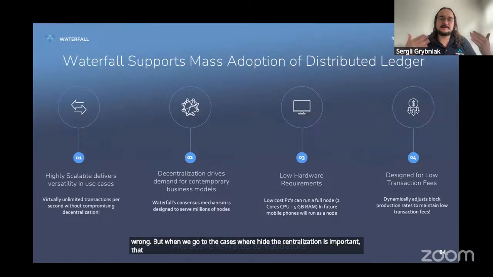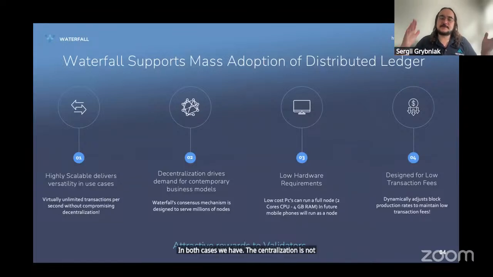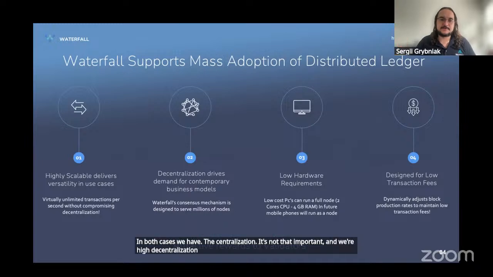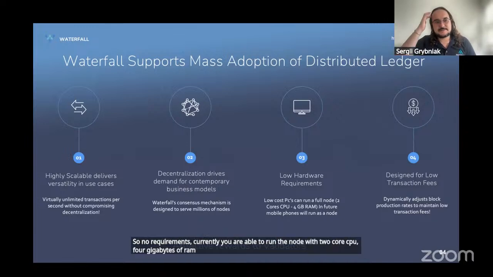this is where the advantage of Waterfall is, because Waterfall can work both in cases where decentralization is not that important and where high decentralization is very important. Also, low node requirements. Currently, you are able to run the node with a 2-core CPU and 4 GB of RAM, which is actually pretty competitive, and I will tell more about it later.